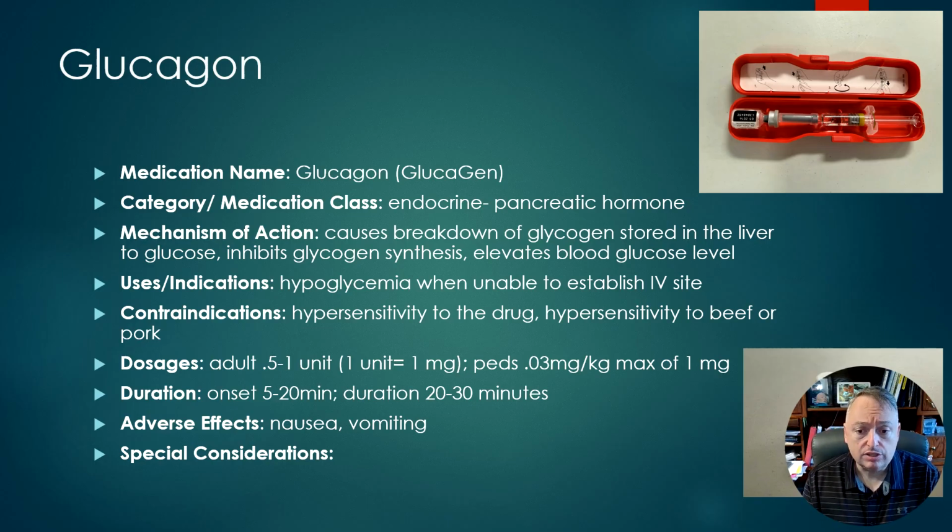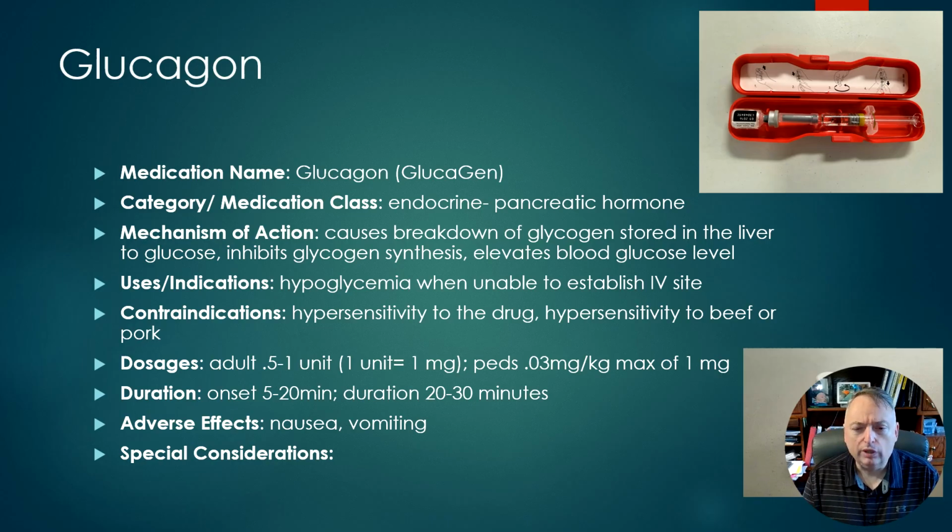Glucagon tells the liver to convert glycogen into glucose. And that's how that works. And that takes like 20 minutes, half an hour for it to work. So we don't know if it's going to work or not. So if we give someone glucagon, we need to take them to the hospital because we can't be assured that they're going to wake up.